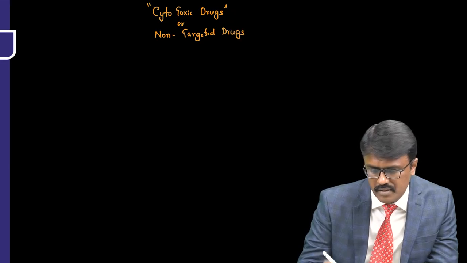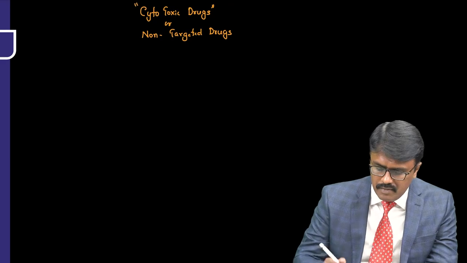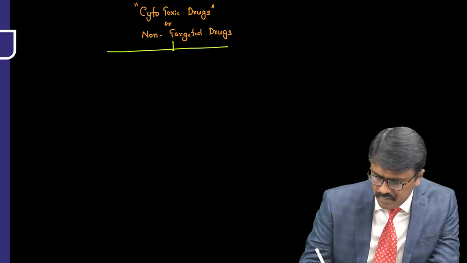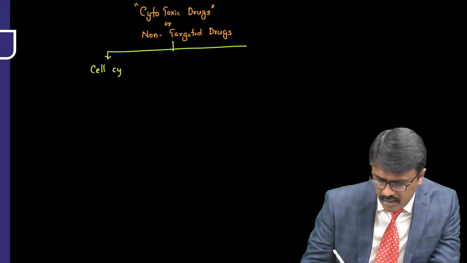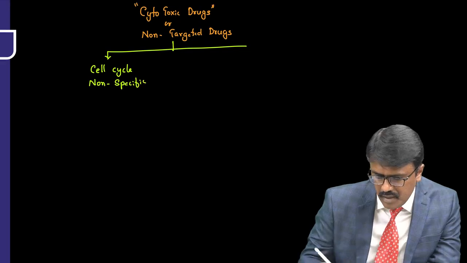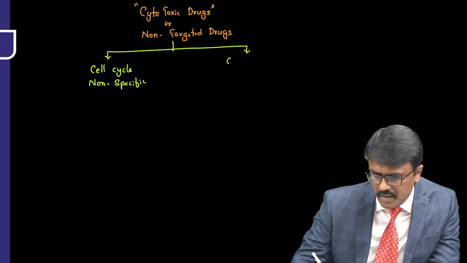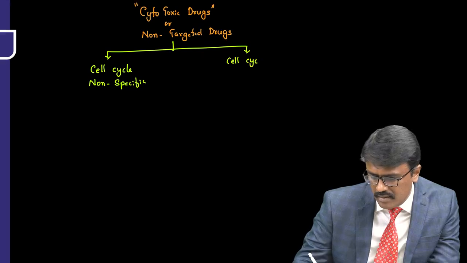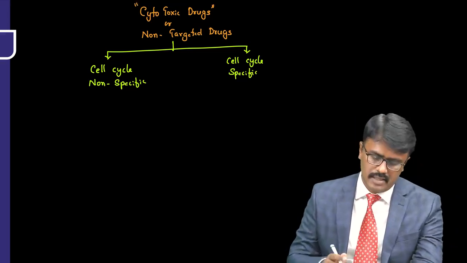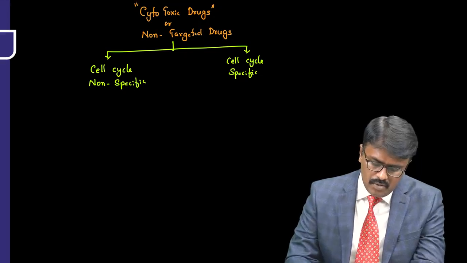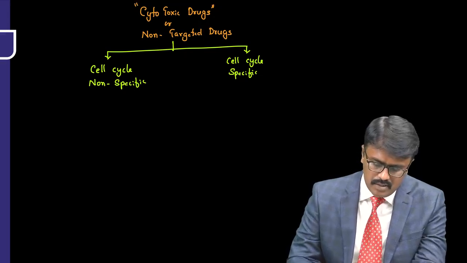Okay, yes, sir. In that we have two types. The one which acts on the cell cycle non-specifically, and we have cell cycle specific anti-cancer drugs. Sir, what do you mean by that? What do you mean by cell cycle? Now you already know this in physiology as well as pathology.